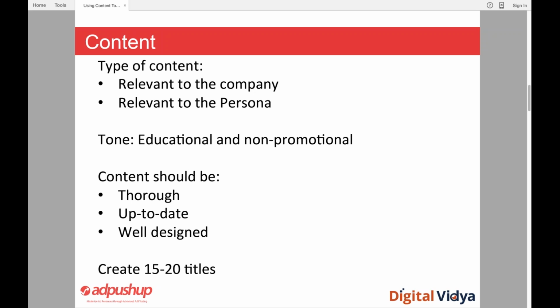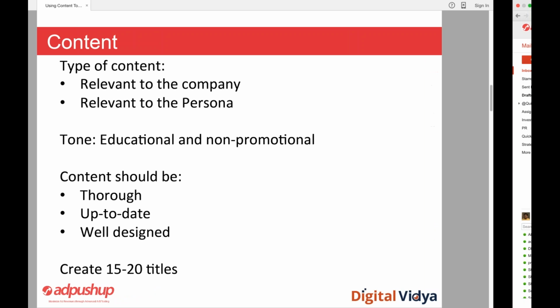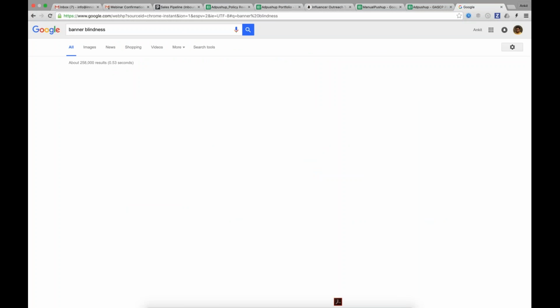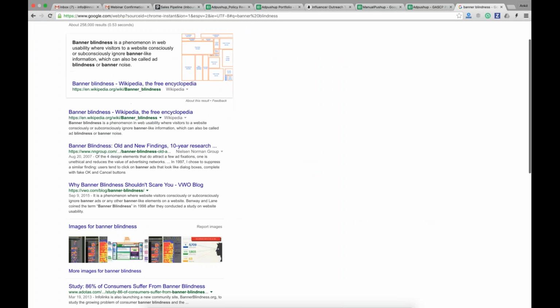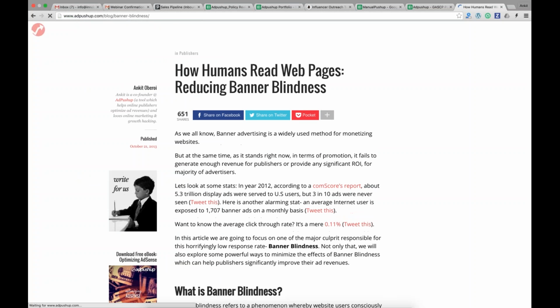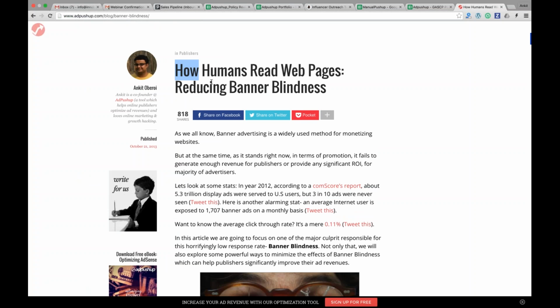In fact, let me see if I can share one article with you, the one about banner blindness which I was talking about. The first title we gave it, in fact, if you search for it, it ranks on the first page for this particular query. When we first published this article, the title was not this. The title was something like how to reduce banner blindness.